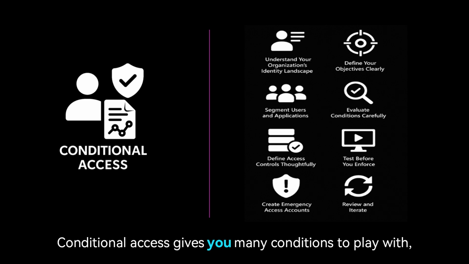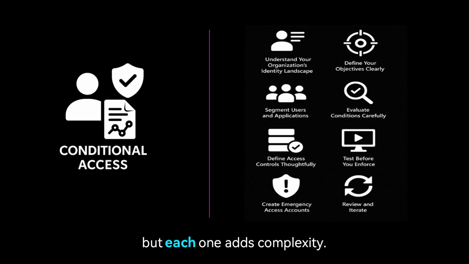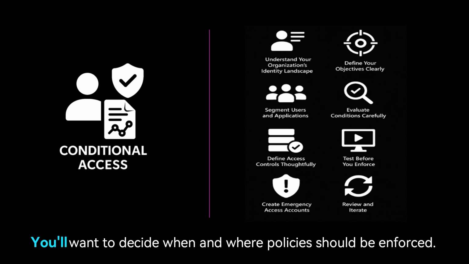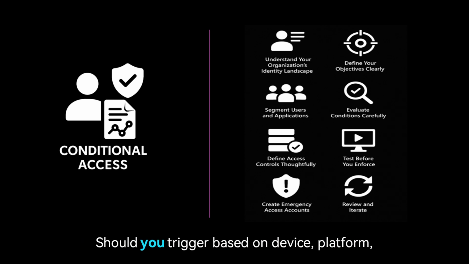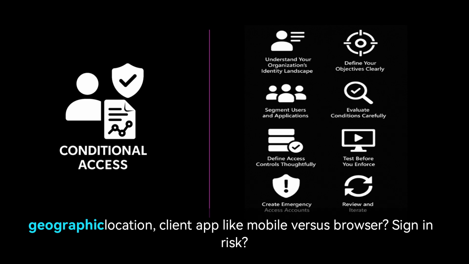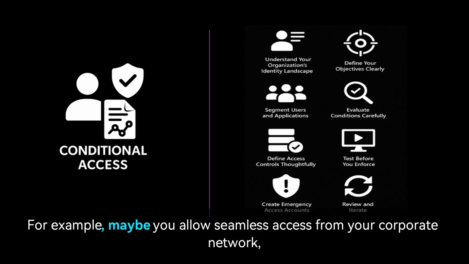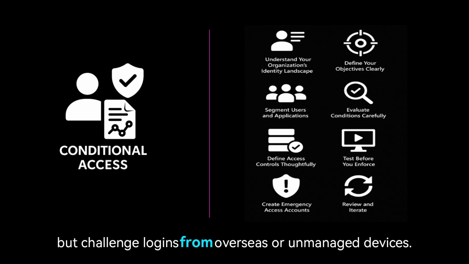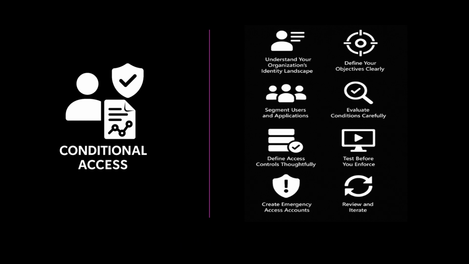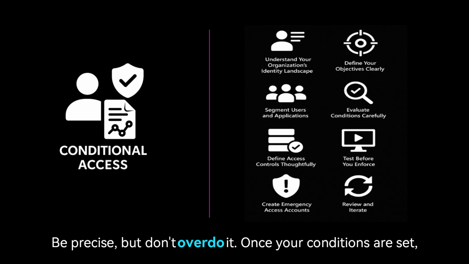Conditional access gives you many conditions to play with, but each one adds complexity. You'll want to decide when and where policies should be enforced. Should you trigger based on device platform, geographic location, client app, like mobile versus browser, or sign-in risk? The key is to align conditions with the actual threat surface. For example, maybe you allow seamless access from your corporate network, but challenge logins from overseas or unmanaged devices. Be precise, but don't overdo it.